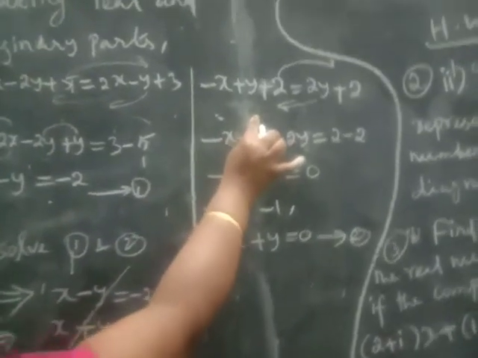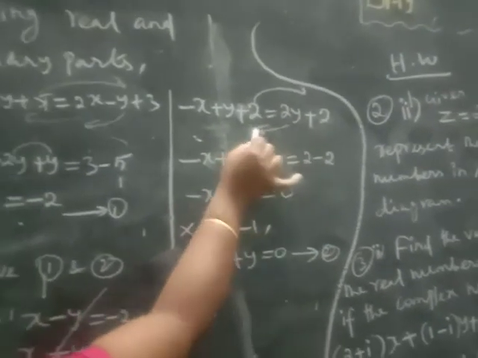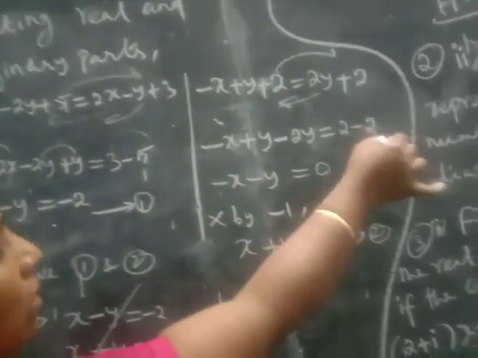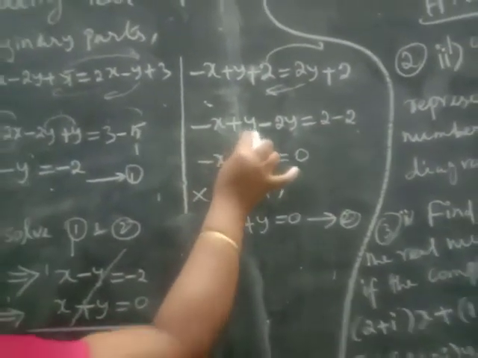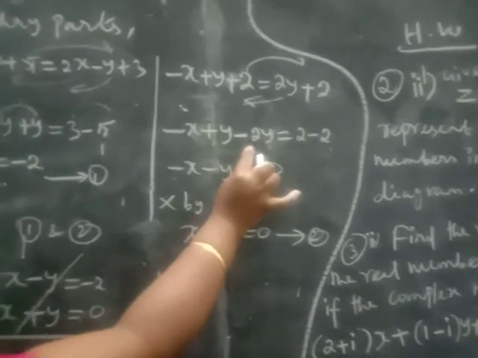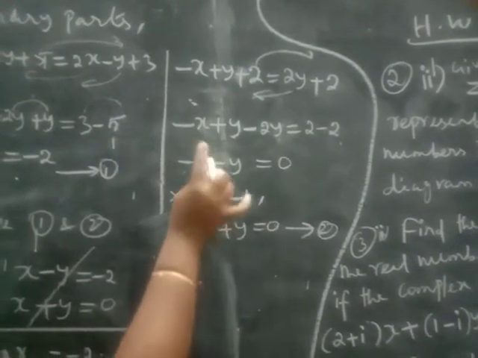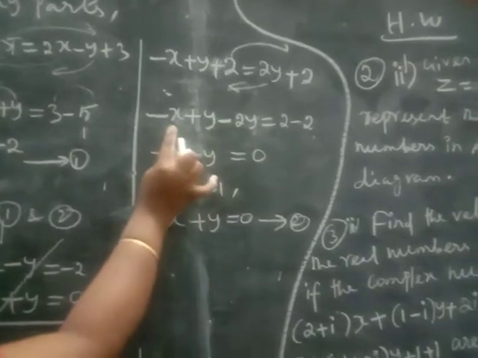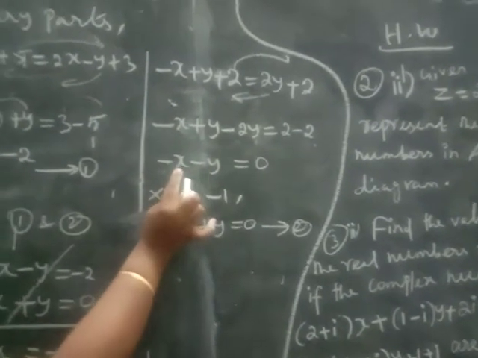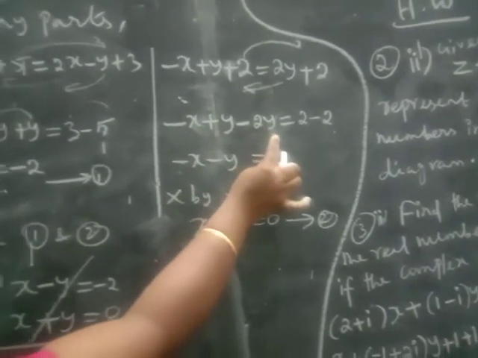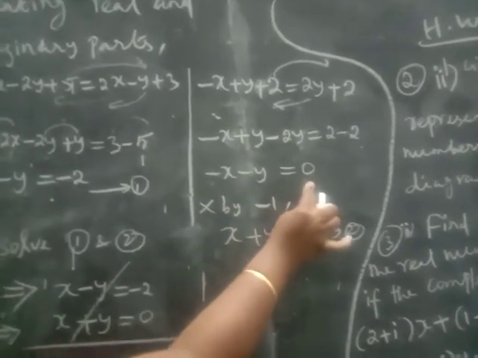Next, solve imaginary part. Same way. Bring y this side and constant this side. Minus x plus y. Here minus 2y. If you bring this 2 here, 2 minus 2. Now simplify this. There is no x. Only one x is here. Just write as it is. Minus x. Plus y minus 2y, minus y equal to 0.